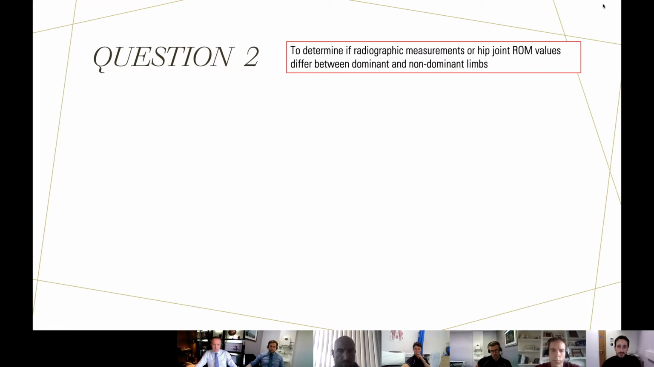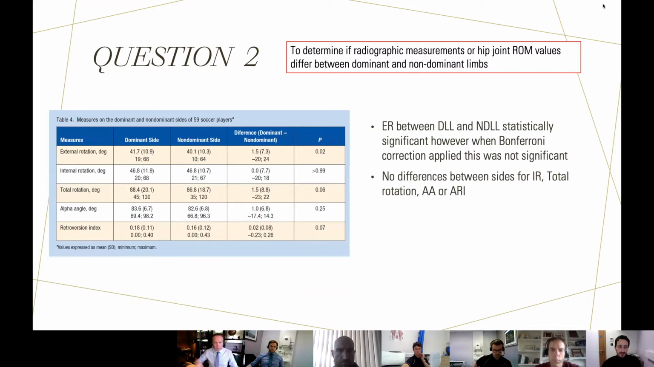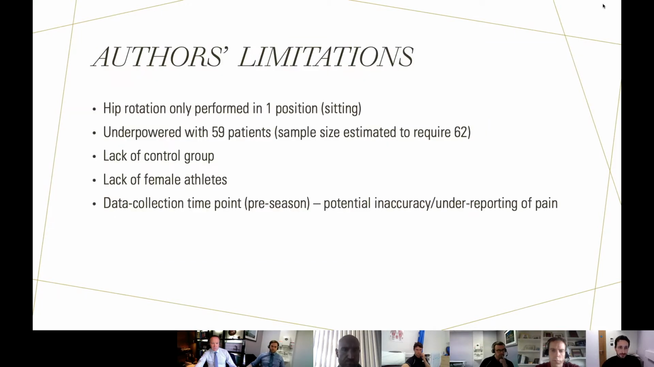Question 2 was to determine if the radiographic measurements or the hip joint range of motion values differed between the dominant and non-dominant limbs. Overall, for internal rotation, total rotation, alpha angle, and the retroversion index, they found that there were no differences between the sides. There was a statistically significant difference between the dominant and non-dominant side in terms of external rotation. This difference was 1.5 degrees. However, when an additional Bonferroni correction was applied, this was found not to be significant.